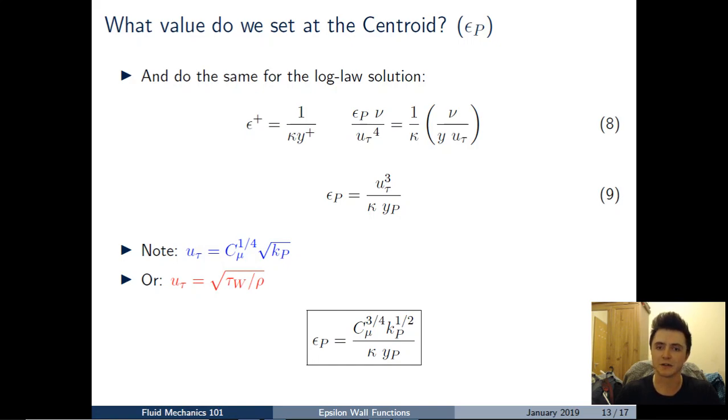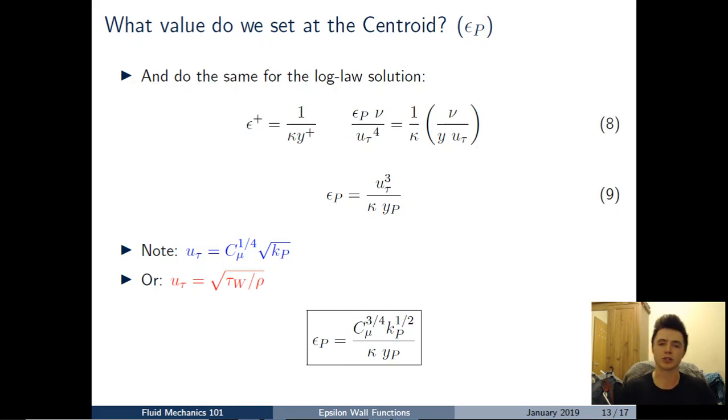Now, if we want to make any further progress, it's important to note here that we're going to substitute u sub tau for the equation shown in blue there. That's c mu to the quarter times the square root of the turbulent kinetic energy. And a few of you may of course realise that this is a different method to what's conventionally applied, which is the equation shown in red, which is saying that the friction velocity is based on the square root of the wall shear stress.